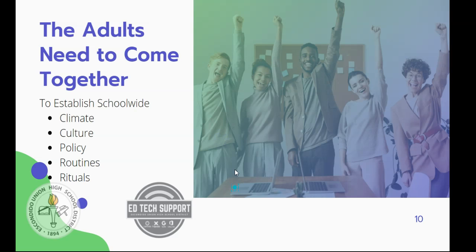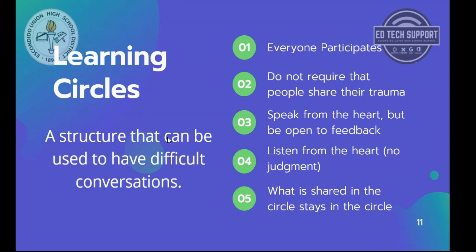The need for adults to come together during this time is critically important. Teachers and their PLCs can establish systemic change school-wide by creating a positive climate, culture, policies, routines, and rituals that benefit all students. George communicated that PLCs can achieve this by establishing learning circles, which are structures that can be used to have difficult conversations with colleagues. They are very delicate conversations to be had, so norms and shared agreements must be established in order to ensure safety of all participants. The following list is an example of some of those possible norms.